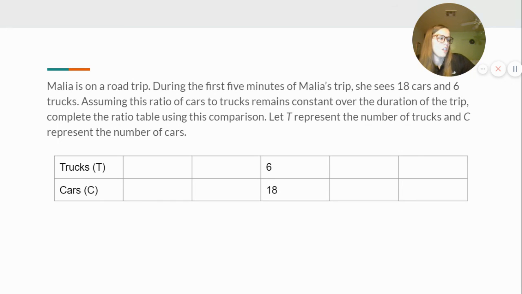So we have Malia. She's on a road trip. During the first 5 minutes, she sees 18 cars and 6 trucks. Assuming this ratio stays constant over the duration of the trip, complete the table using this comparison. T represents the number of trucks. C represents the number of cars.